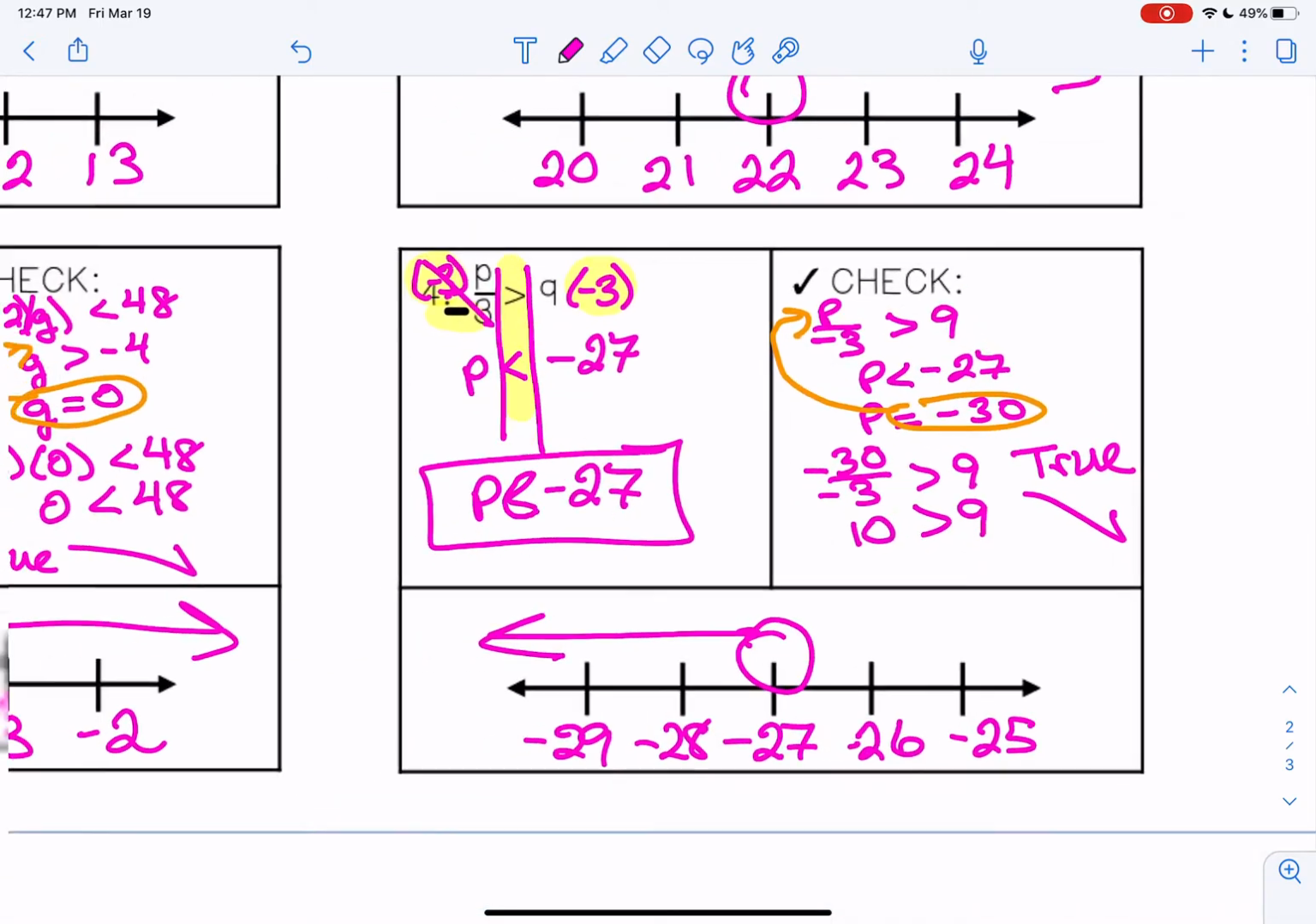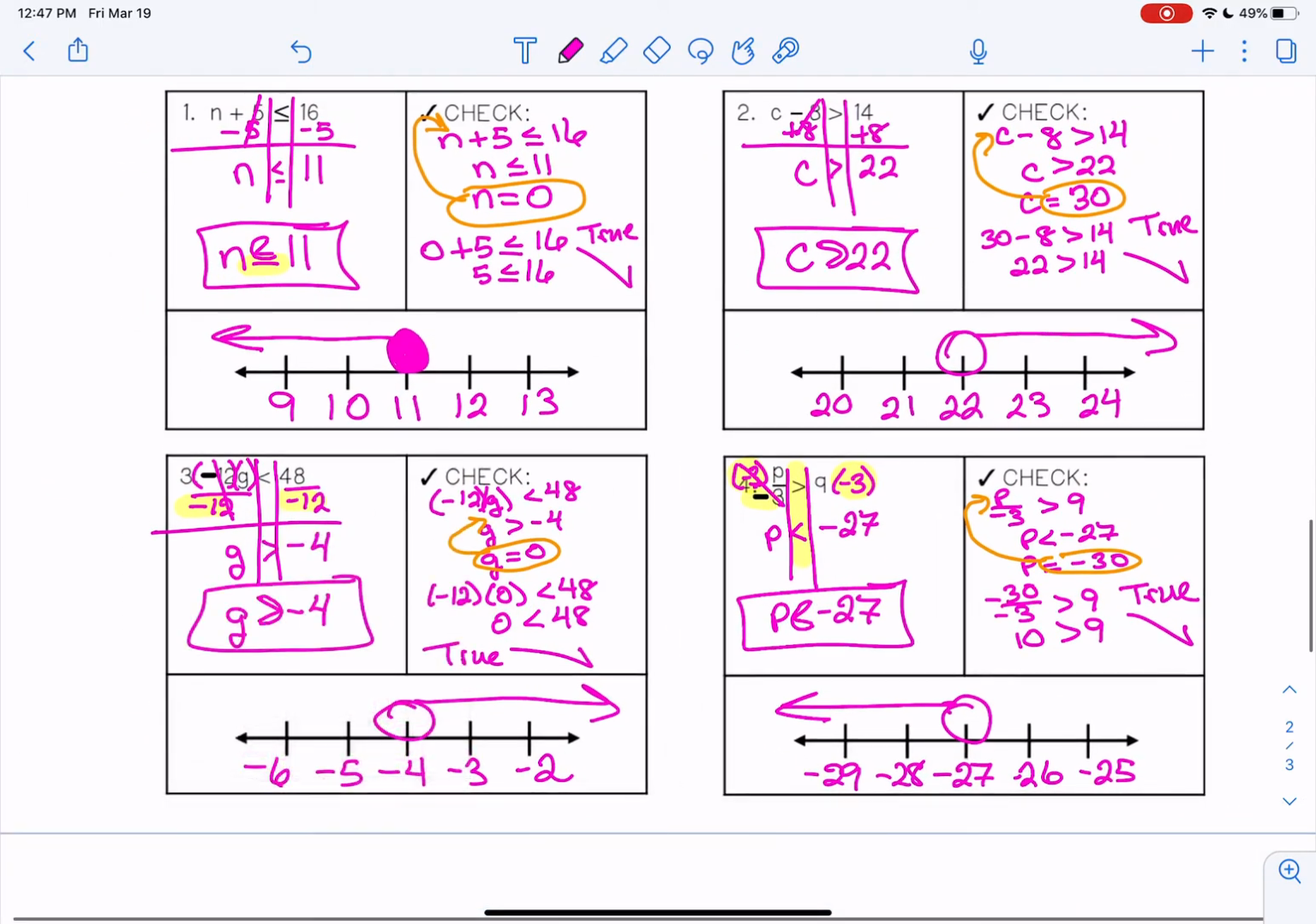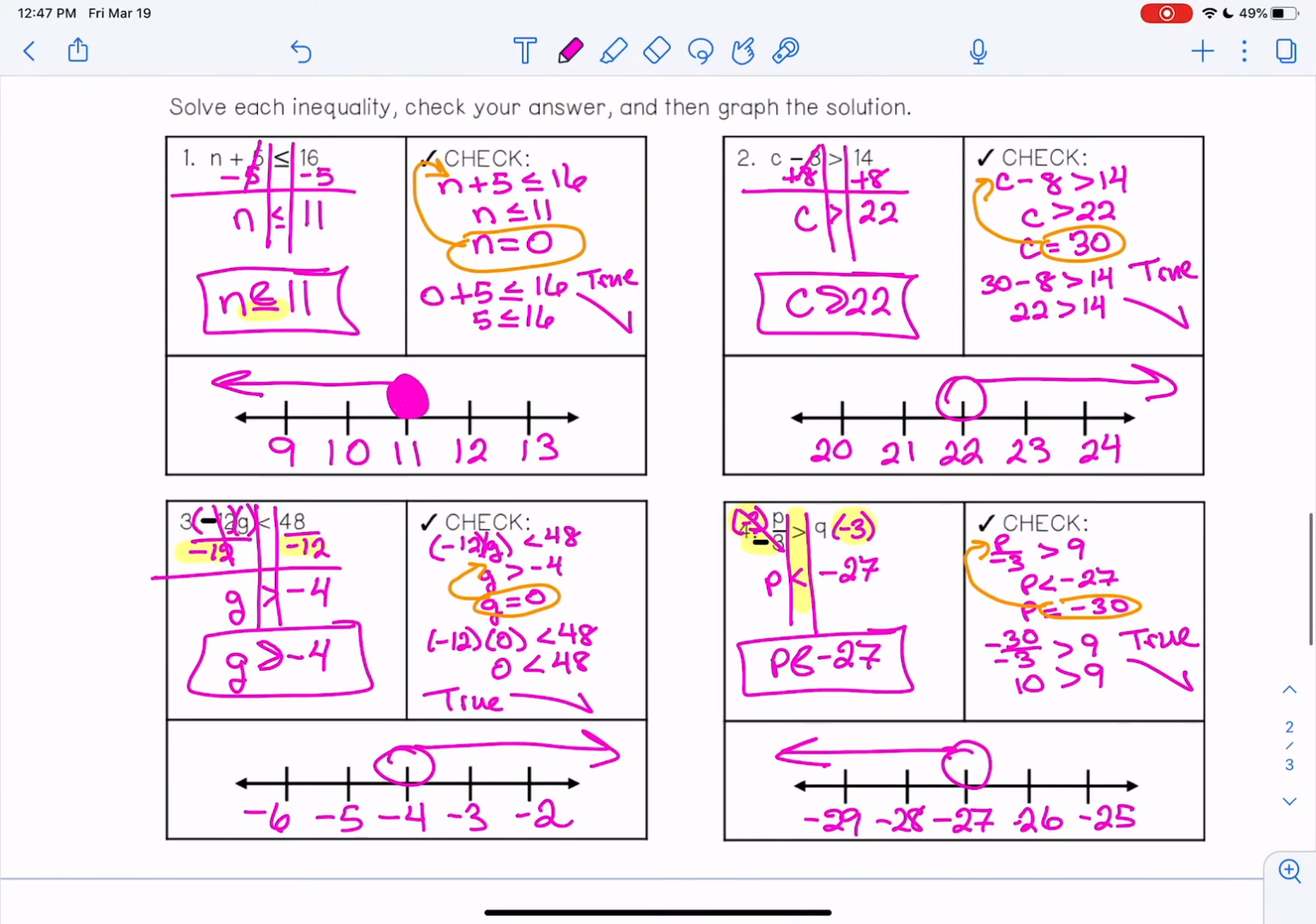Okay? So, remember, same thing as solving equations. The only difference is at the end you're going to graph, and if you multiply or divide by a negative, it's going to flip the sign.